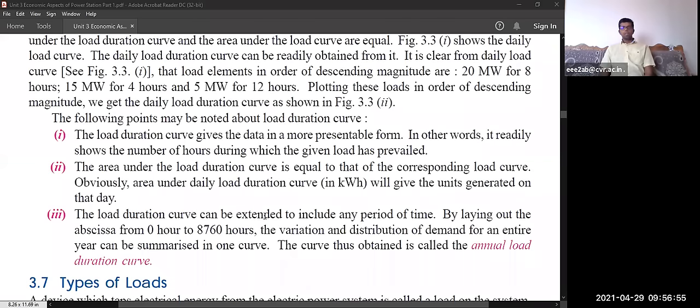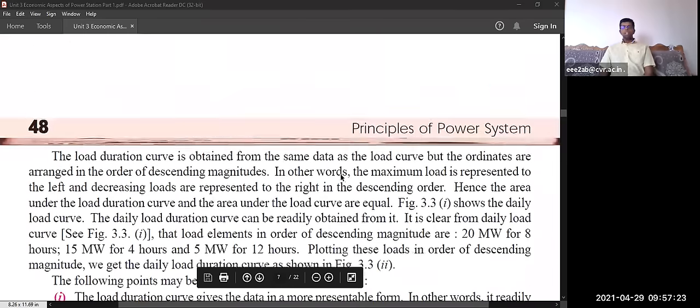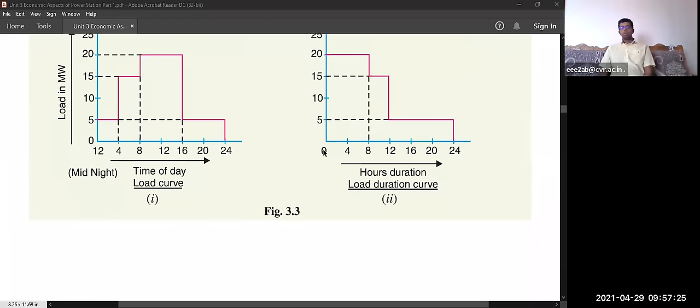Next, the load duration curve can extend to include any period of time by laying out from 0 hours to 8760 hours. That is for a whole year. So 365 into 24 if you multiply, 8760 hours. So the variation and distribution of demand for the entire year can be summarized in one curve. This curve obtained is known as annual load duration curve. So instead of 24 hours, you can go for 0 to 8760 hours. If you plot now, easily they can get how the load is varying throughout the year.